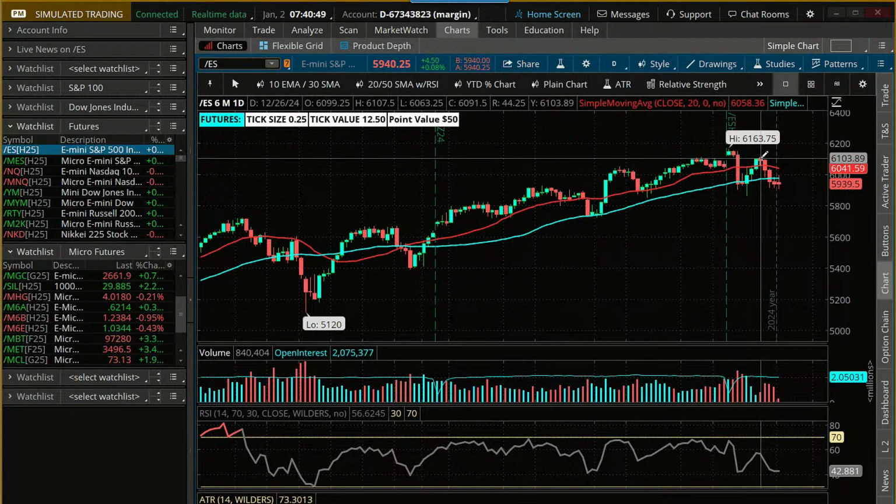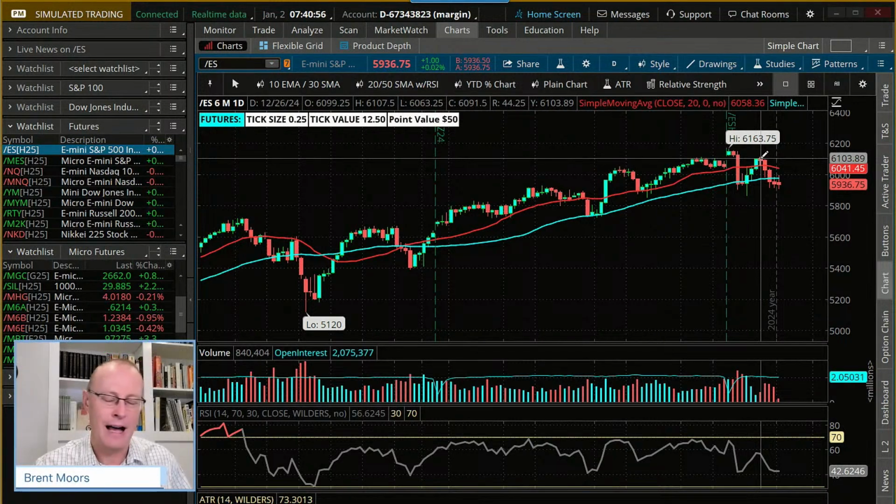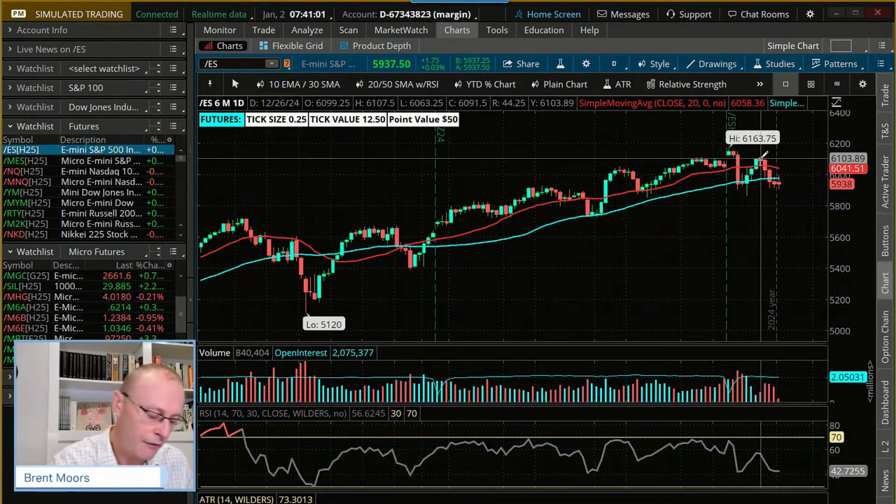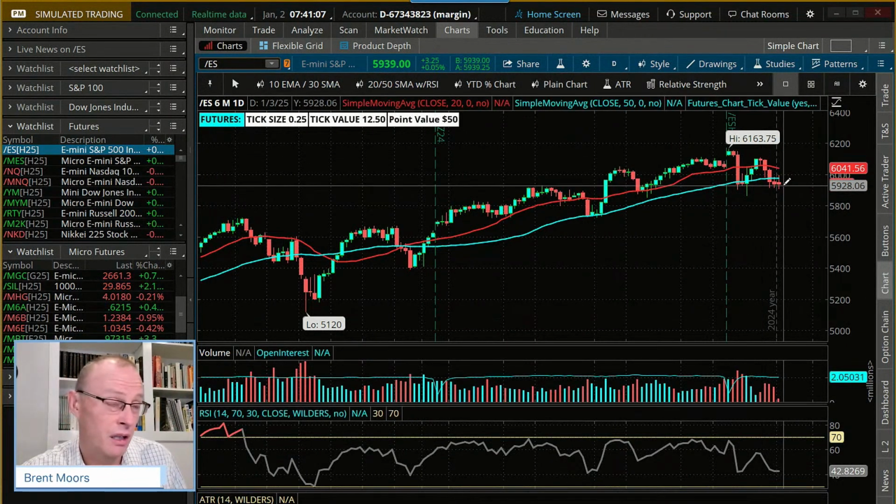If I multiply that by 50, the multiplier, we already saw that multiplier, that gives me potentially about an $8,550 gain there. Okay, that's $8,550. That sounds great. But remember, it could go against us.